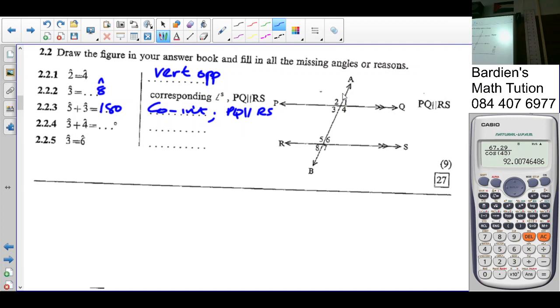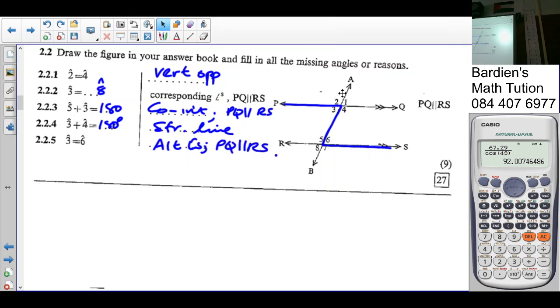Angle 3 and 4 is angles on a straight line, so equal to 180. Straight line. Angle 6 is equal to angle 3. Why? Alternate angles. Alternate angles with PQ being parallel. Any confusion here? No?